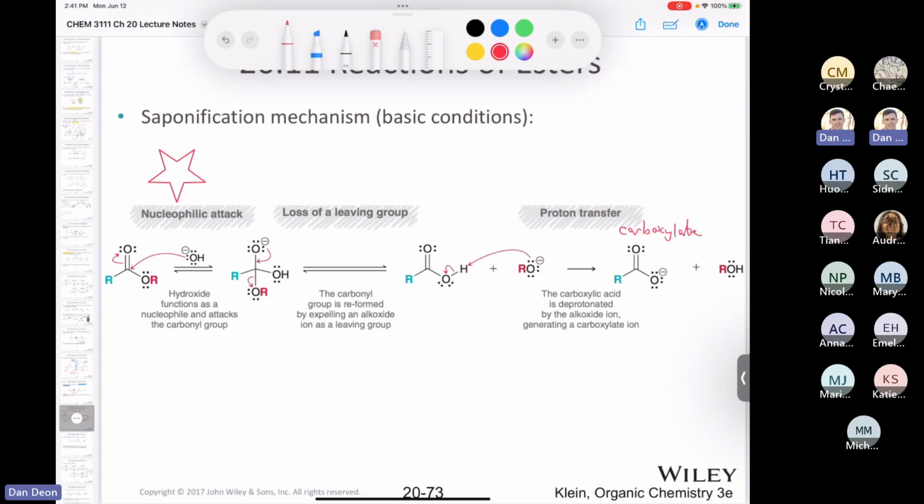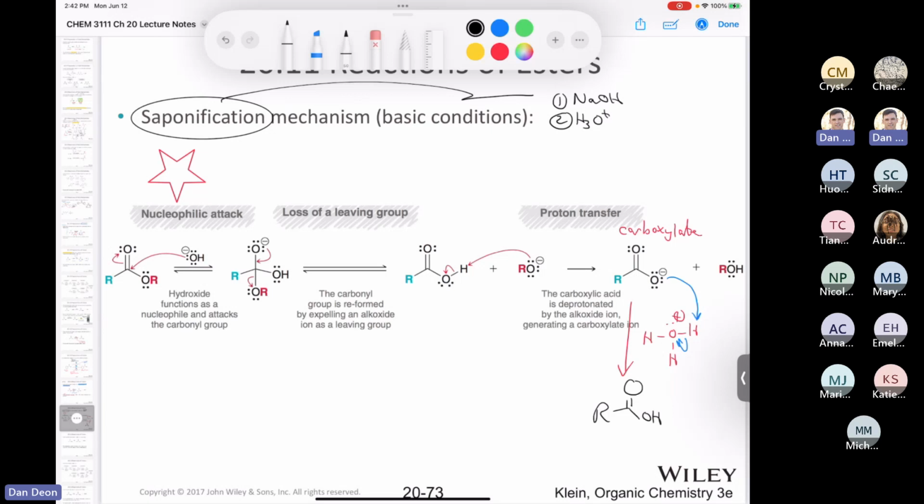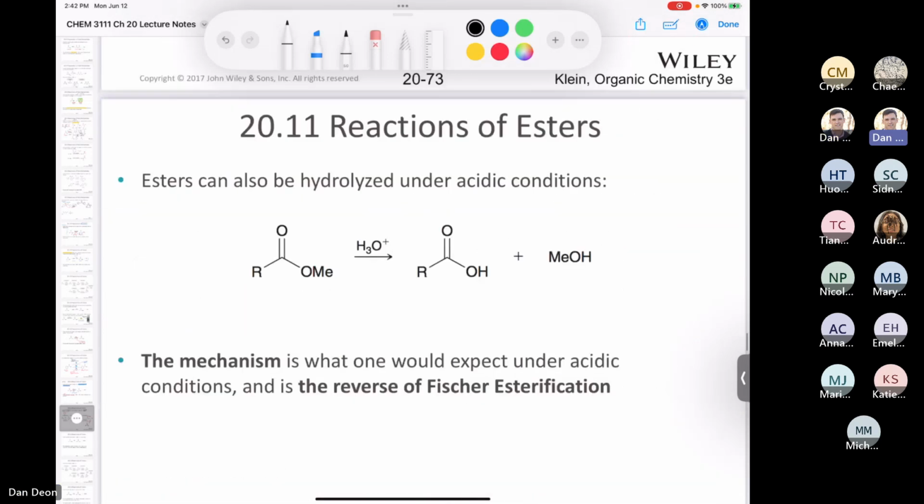So what's the second step? The second step is to treat it with H3O+, aqueous acid, and what does that do? It does a proton transfer, and then we end up regenerating, forming our carboxylic acid like that. So you have to have the 2 steps. Step 1 is NaOH. Step 2 is H3O+ for a saponification reaction. You've got to have the 2 steps.